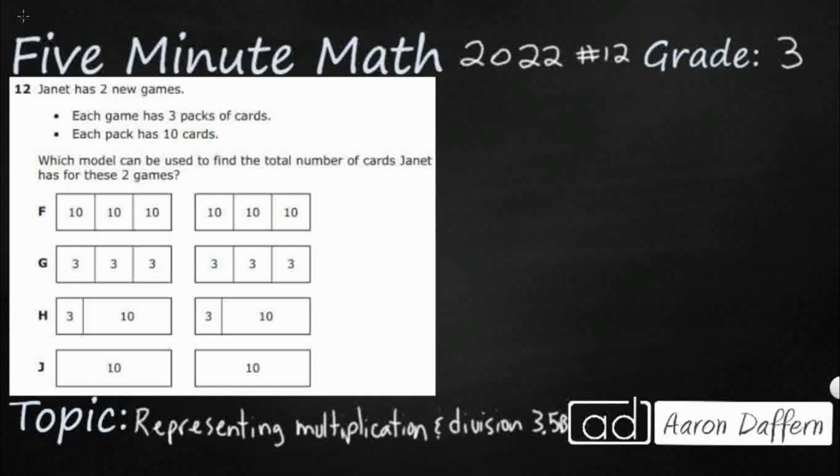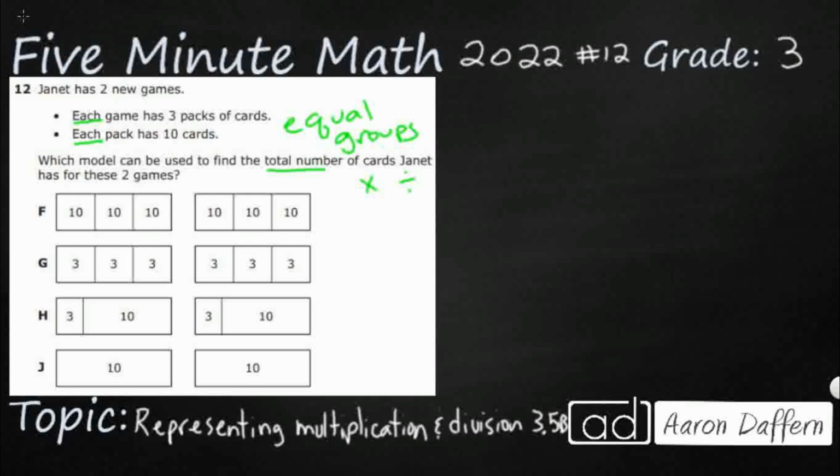So Janet has got 2 new games. Each game has got 3 packs of cards. Each pack has got 10 cards. How can we find the total number of cards? All right, so you see each and each. When we're dealing with each and each, that means we're dealing with equal groups. Equal groups lets us know that we are dealing with multiplication or division.